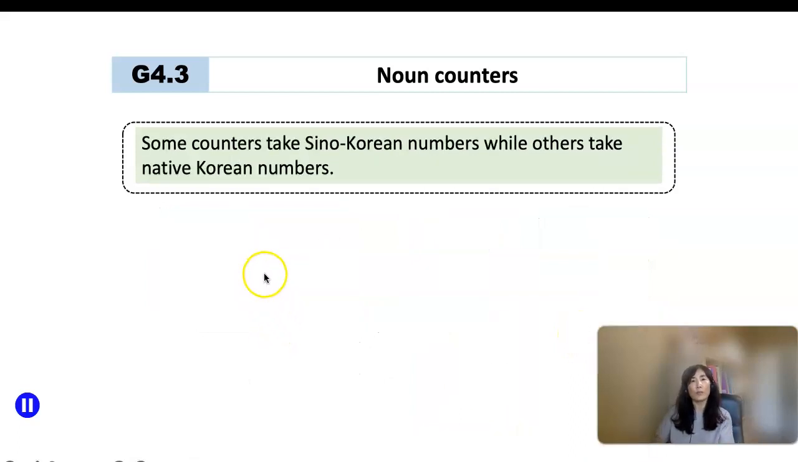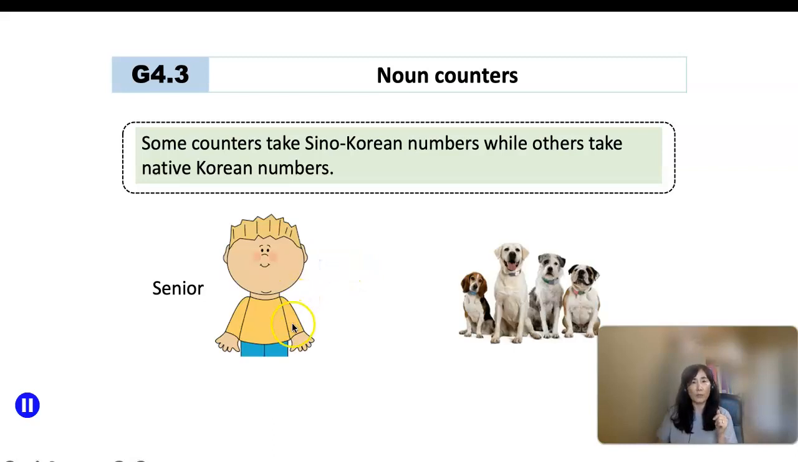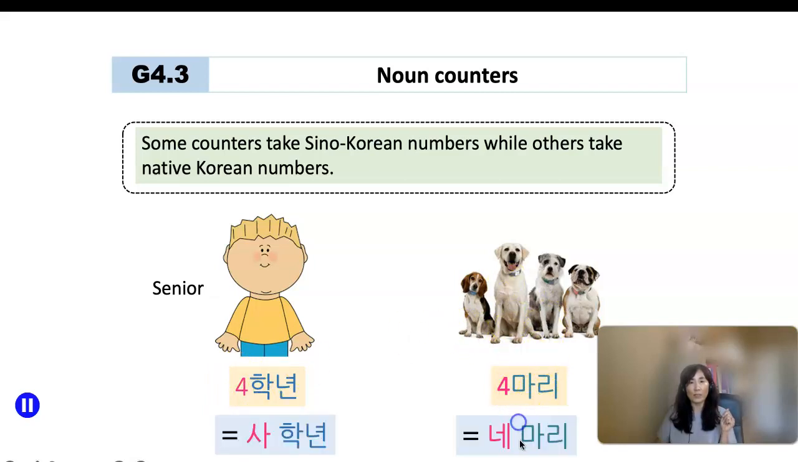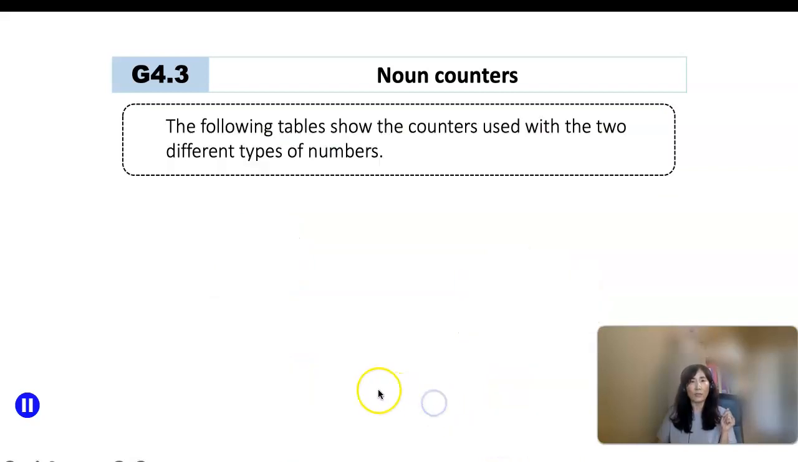Okay, some counters take Sino-Korean numbers while others take native Korean numbers. So depending on the counters, you use a different set of numbers. So for example, the senior, how do you say senior? 4학년. So as you can see here, you use the Sino-Korean numbers. But when you count animals, use this counter 마리, and you use 네 마리, which is the native Korean numbers. That's a tricky part.